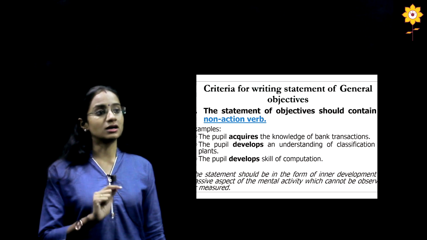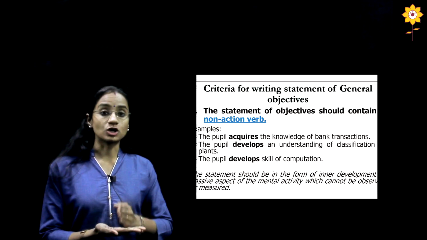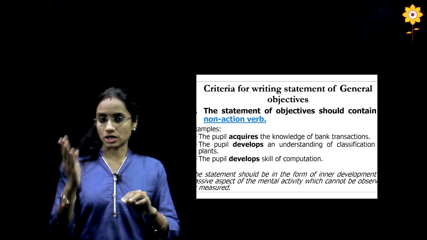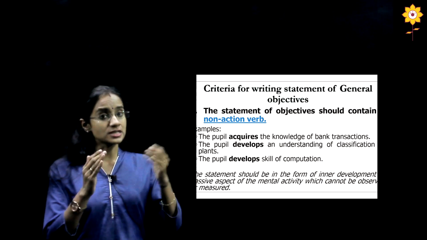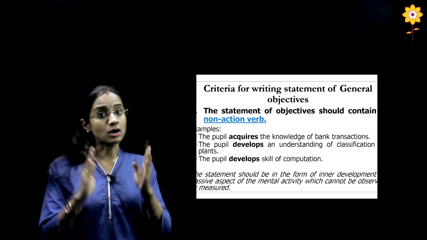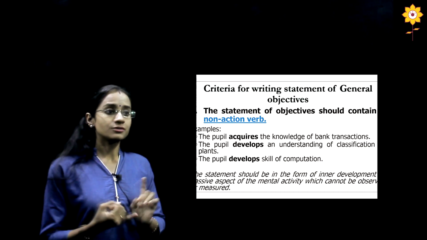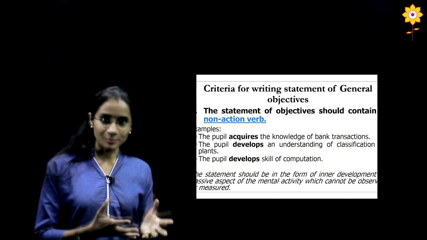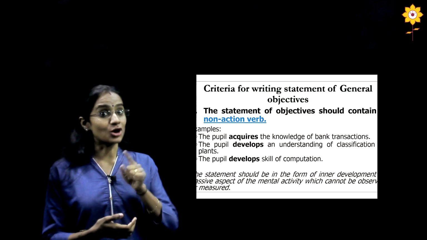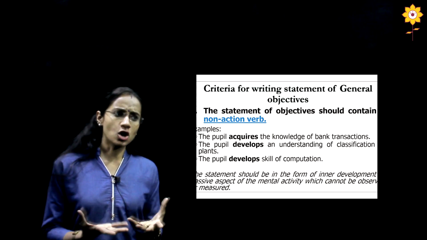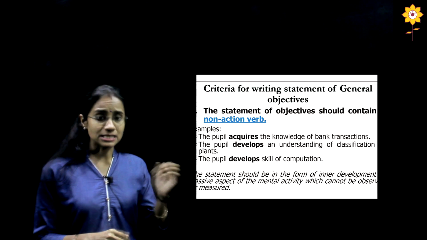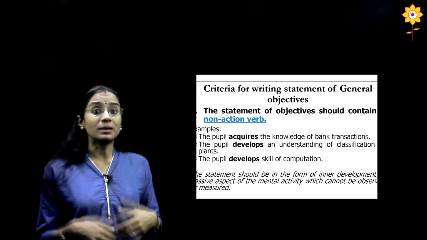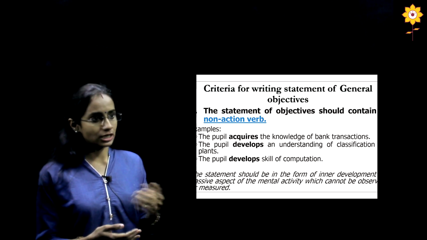So let's start with the criteria for writing statement of general objectives. So as you saw, there are two objectives. One is general objective and then you have specific objectives. Now we are going to discuss only about general objectives. So the first criteria is that the statement of objective should contain a non-action verb. So as you saw earlier, it is non-behavioral, right? So it will have a non-action verb. Like you can see in these examples here, the pupil acquires the knowledge of bank transaction. The pupil develops an understanding of classification of plants.